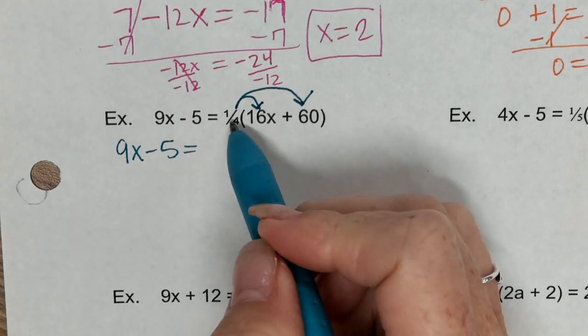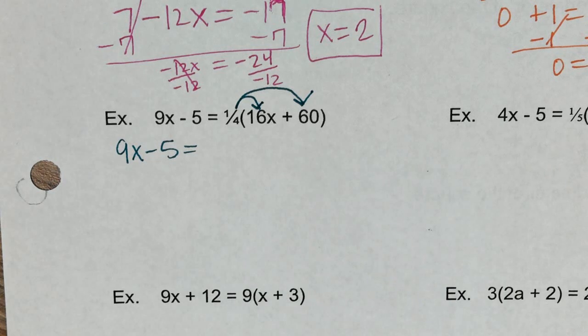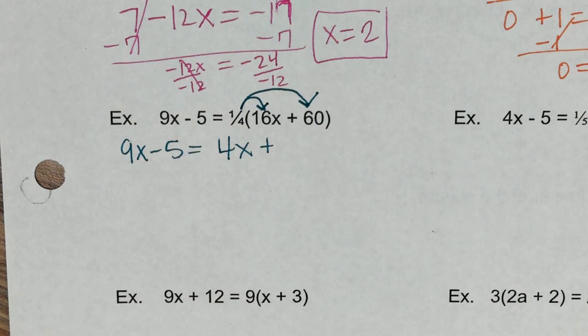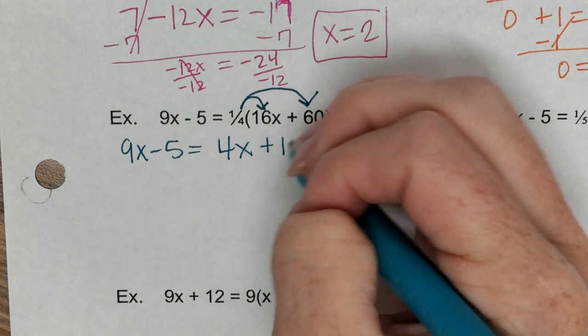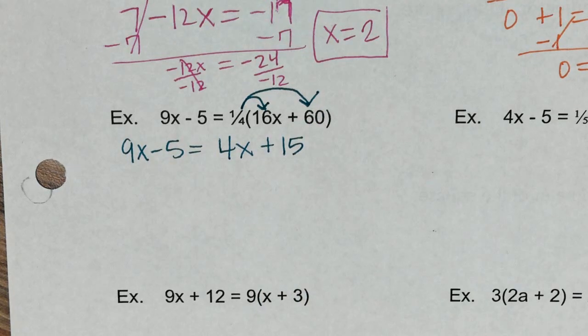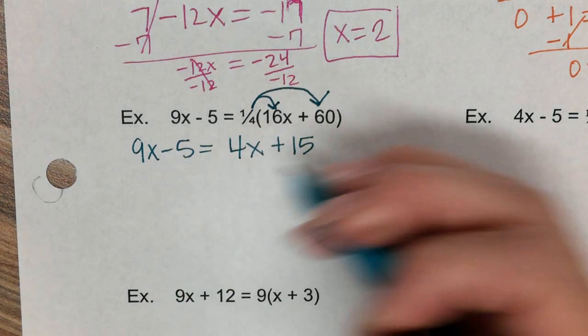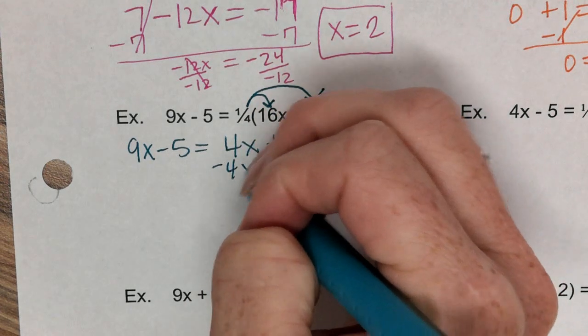Okay? So what is a fourth of 16? 4. So I have 4x plus, what's a fourth of 60? 15. Are there any like terms that need to be combined? Nope. Are there x's that need to be moved to the left? Yes. How am I going to pull this 4x and zero it out to move it over here? Minus 4x.